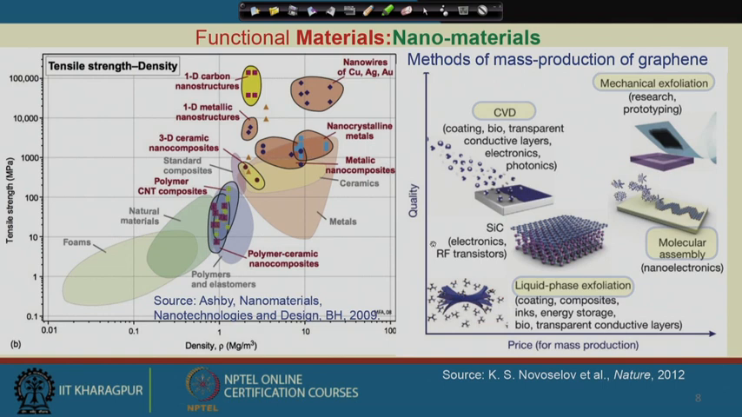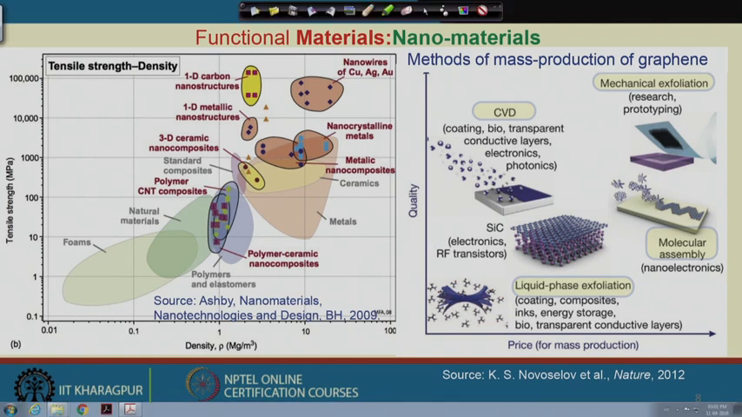Now, let us have a look at the typical Ashby type of plot, like density versus tensile strength. This plot I have shown you earlier, that here the foams lie. Foams means a material along with some air bubbles, like some of the natural materials, some of the polymer or polymer ceramic composites, and these are some of the standard composites, and here the ceramics lie and here the metals are lying. So, the density in case of a metal is high, as well as the strength, you can reach up to 1000 megapascal.